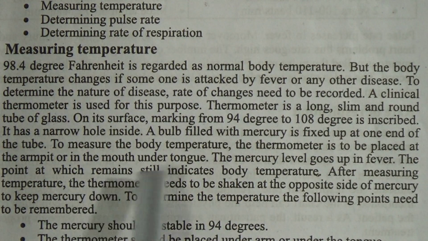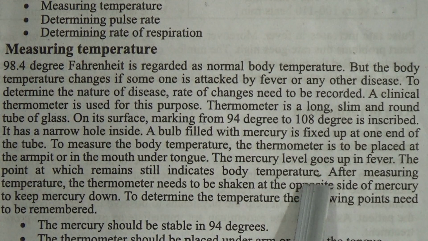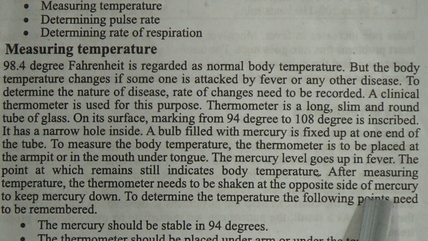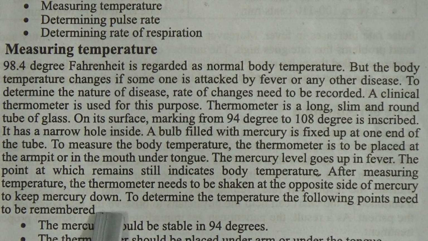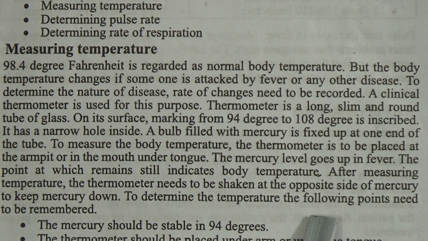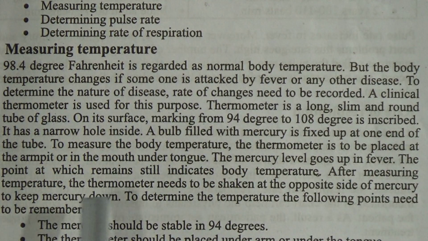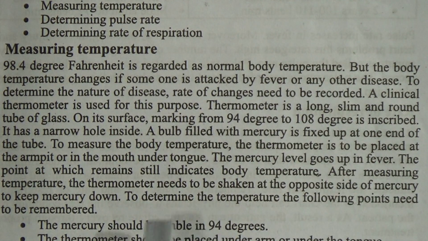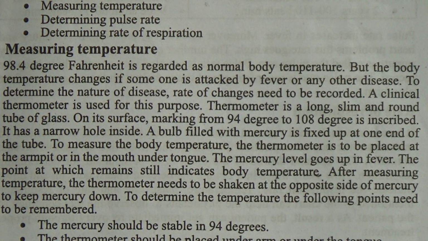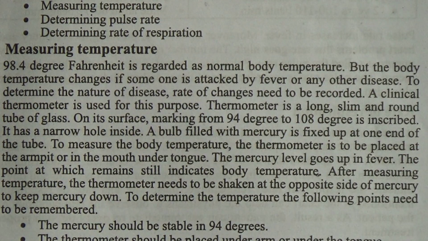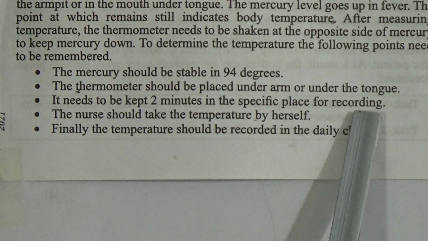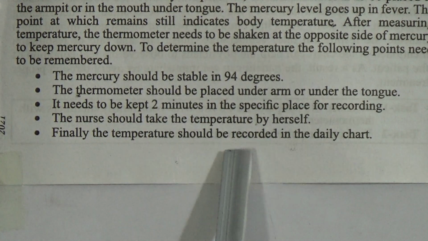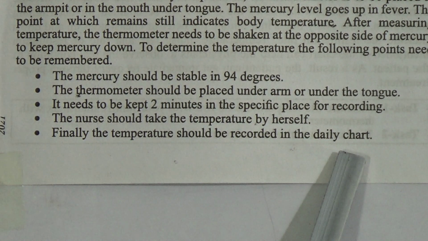The point at which the mercury remains still indicates body temperature. After measuring temperature, the thermometer needs to be shaken from the opposite side of the mercury to keep the mercury down. To determine the temperature, the following points need to be remembered. The mercury should be stable at 94 degrees. The thermometer should be placed under the arm or under the tongue. It needs to be kept for 2 minutes in the specific place for recording. The nurse should take the temperature by herself. Finally, the temperature should be recorded in the daily chart.